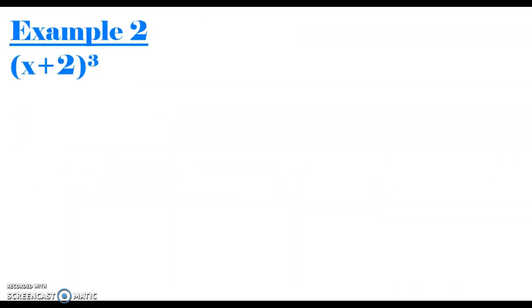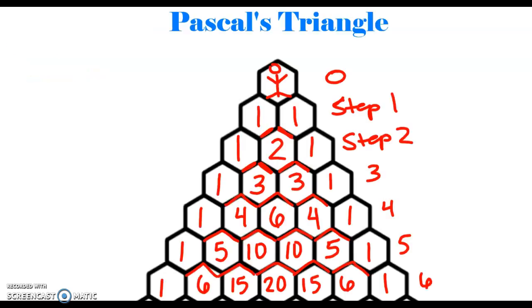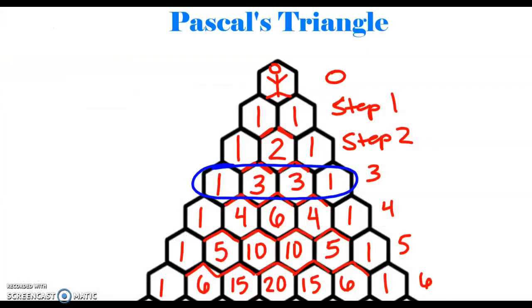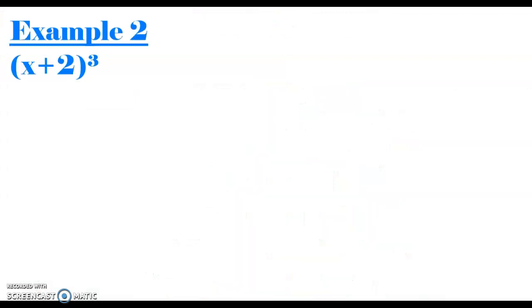All right, so like (x + 2) to the power of 3, I would go to step 3. So step 3 would be 1, 3, 3, 1. So I'm going to go 1, 3, 3, 1.